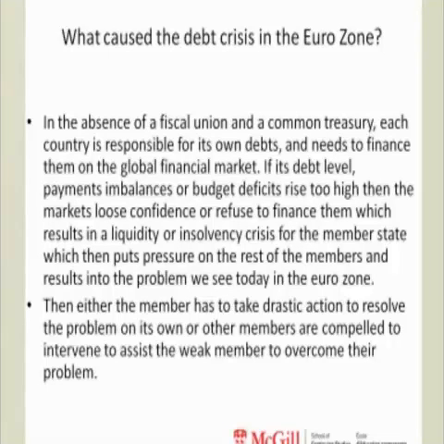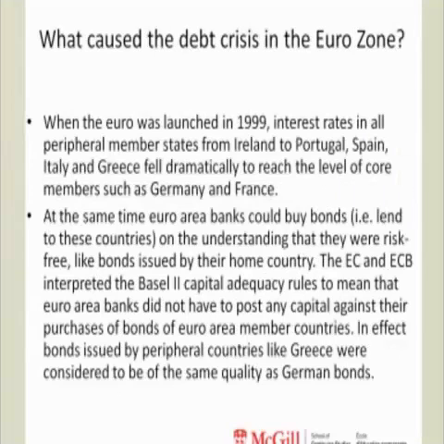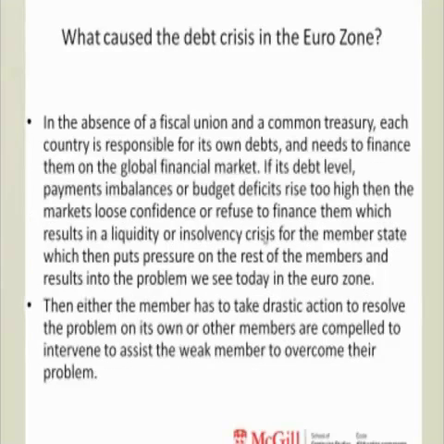Let me turn to the next slide. Now, in the absence of a fiscal union and a common treasury, what happens? Each country is responsible for its own debts and needs to finance them on its own in the global financial market. If its debt level, payment imbalances, or budget deficits rise too high, then the markets lose confidence or refuse to finance them, which results in a liquidity or possibly an insolvency problem for the member state, which then puts pressure on the rest of the members and the rest of the system, and results in the problem we're facing today, the crisis in the Eurozone.